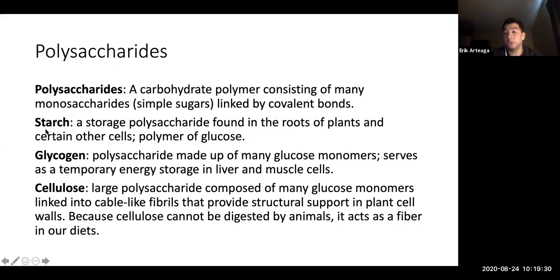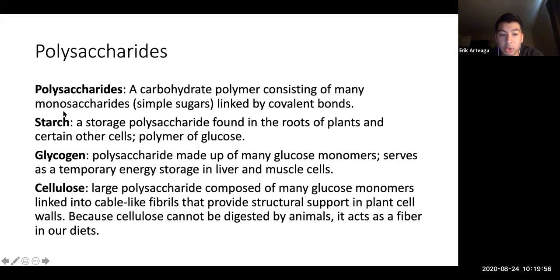So plants will utilize starch. Again, they'll rip the glucose molecules off the starch and utilize the glucose as energy, right? Glycogen is the same way in humans or mammals or animals in general, right? We have multiple chains of the polysaccharide. Again, the body will rip off the glucose molecules as needed, right? Cellulose, this is not the case. Cellulose is a structural molecule.